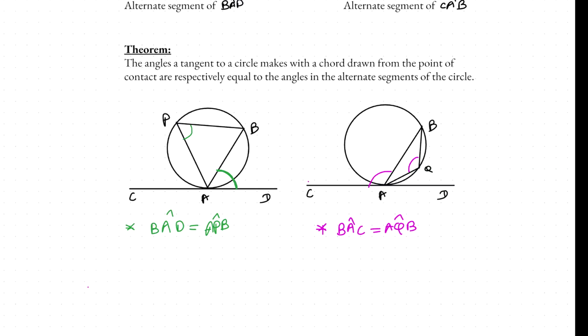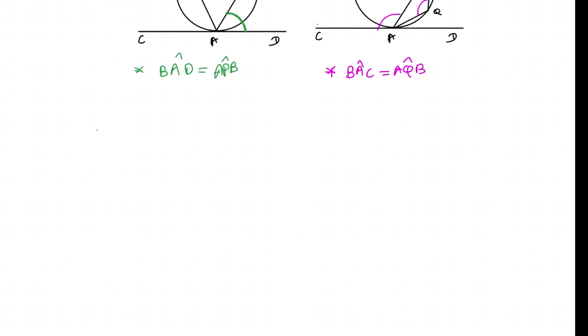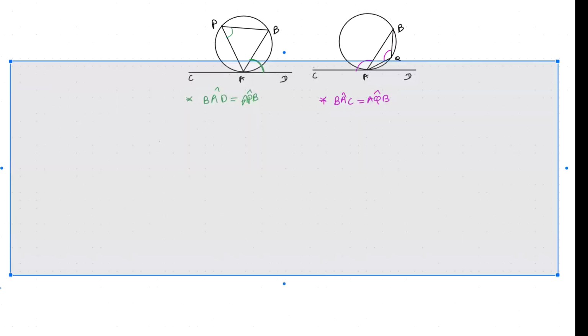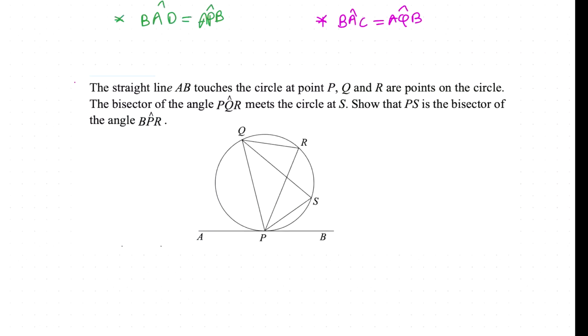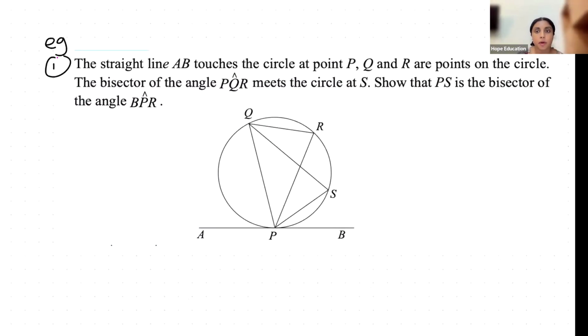Okay, let us do an example. For this, I'm using the same example as in the textbook, which is example number 2, but we will discuss it together and then we will do a question. Okay. So the straight line AB touches the circle at point P. Therefore, this is the tangent. Q and R are points on the circle. S is also a point on the circle.